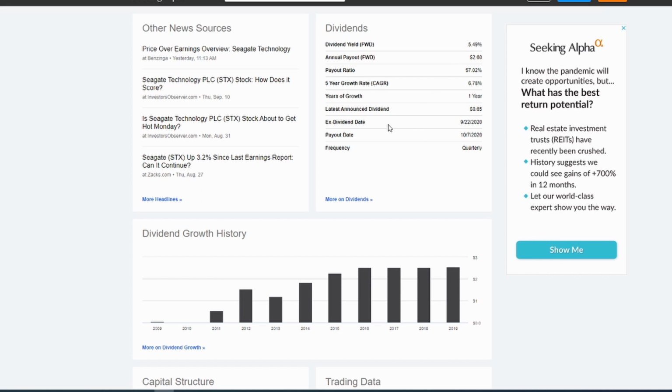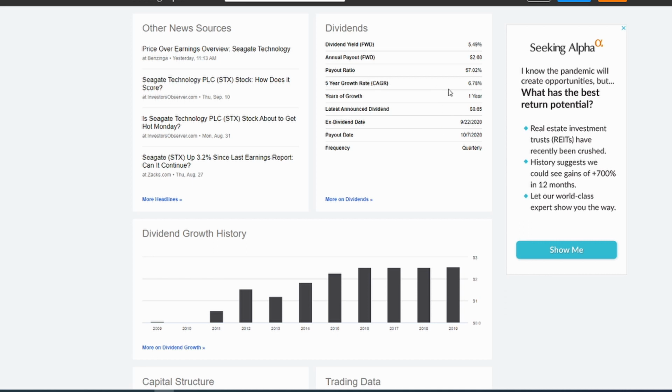What's also attractive is that their ex-dividend date is September 22nd. So if we can get in before this date, then we will receive the dividend on October 7th. However many shares we hold on September 22nd, we will get 65 cents per share. That's that dividend cash flow that we're seeking to help build the cash flow into our portfolio and into our account.